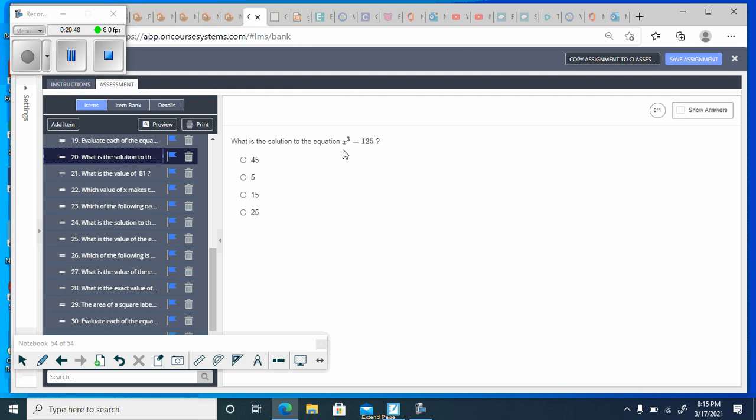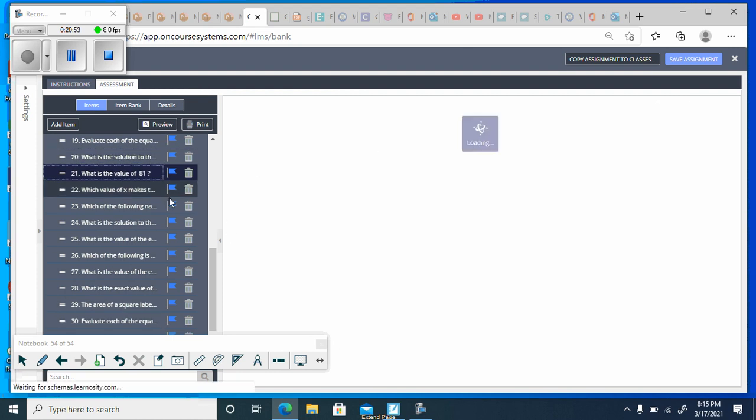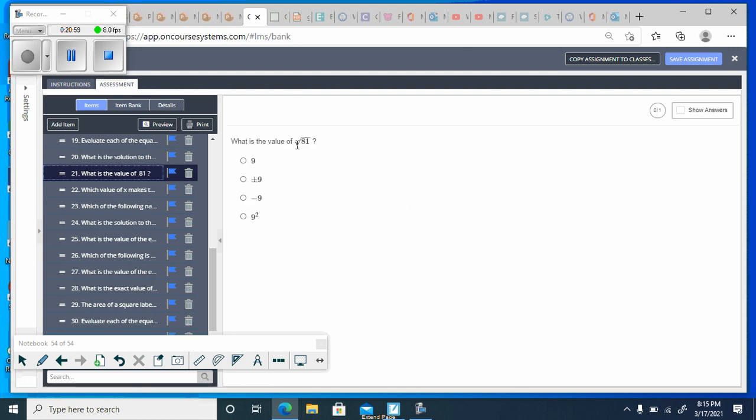What's the solution of the equation x cubed equals 125? It's 5. What's the value of the square root of 81? Okay, positive square root of 81 would be 9. Which value of x makes this equation true? 5 is equal to the cube root of x, okay? The cube root of 125 is 5. It's 125.